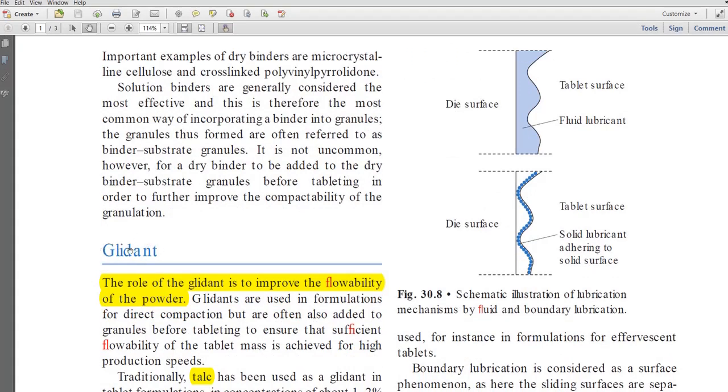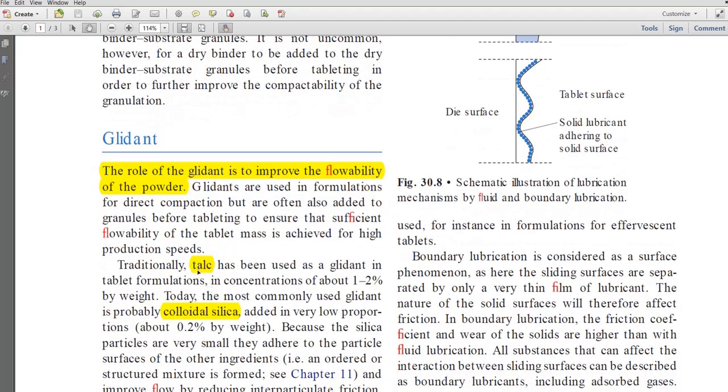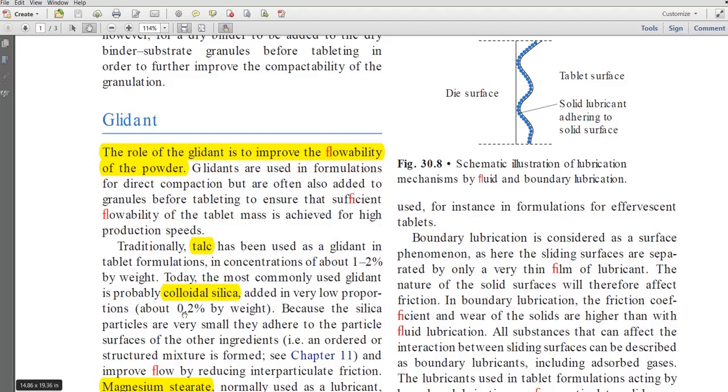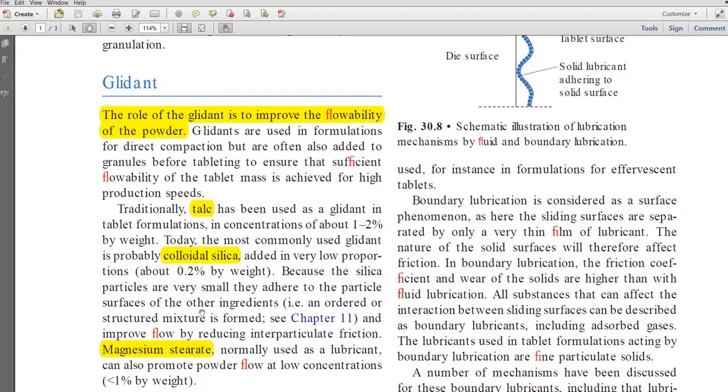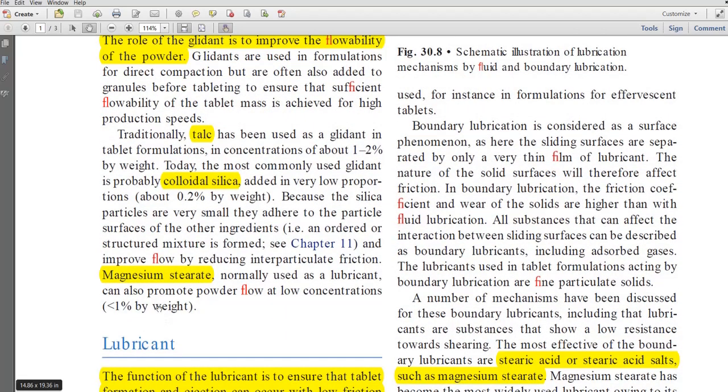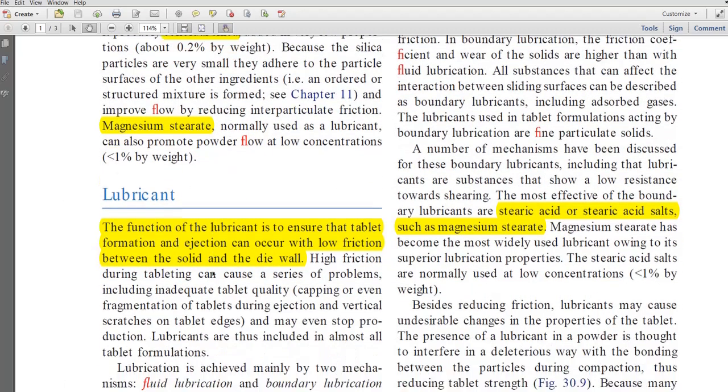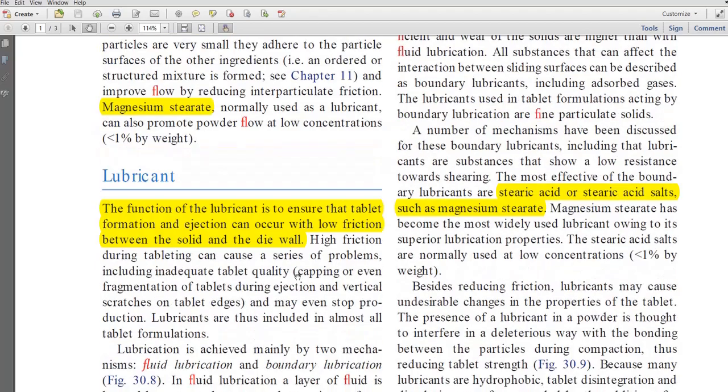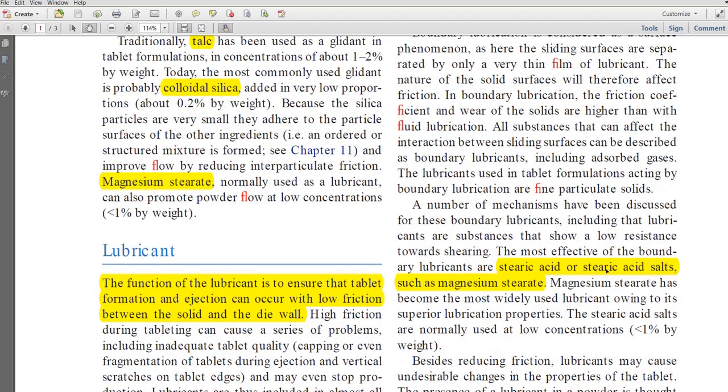Okay, if you go to your resource, what do you mean by glidant? This is the definition of glidant. And here we have examples: talc, colloidal silica, loose silicon dioxide that you studied with capsules. It can be used in very small quantity, for example 0.2%. It's not a diluent. Diluents are used in very large or relatively large proportion. We have also magnesium stearate. Lubricant: this is the function, and examples of lubricant are stearic acid or stearic acid salts, magnesium stearate.